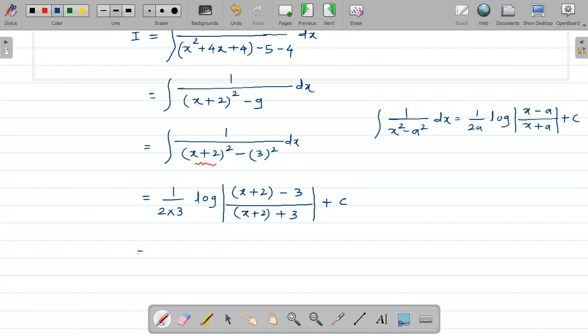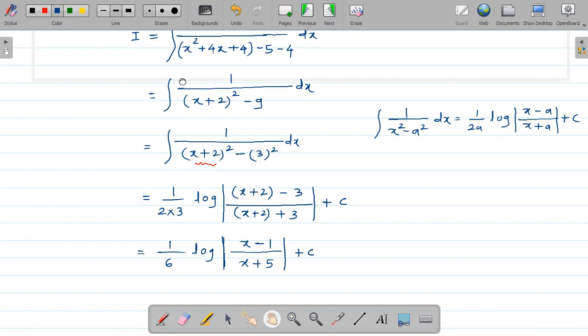So finally you can write it as 1 upon 6 into log of modulus of x plus 2 minus 3, which means it will be x minus 1, upon x plus 5, plus constant. Remember here in place of x there is x plus 2. Original term is x square minus a square. Here it is x plus 2 bracket square minus 3 square, like this. So you can apply the result here and you will get the answer like this.